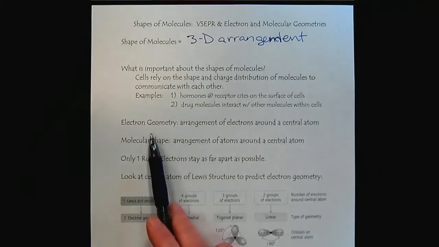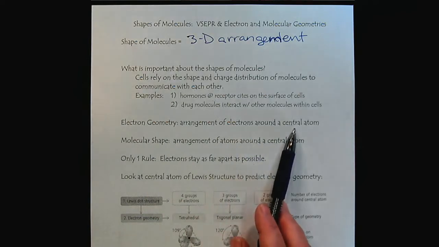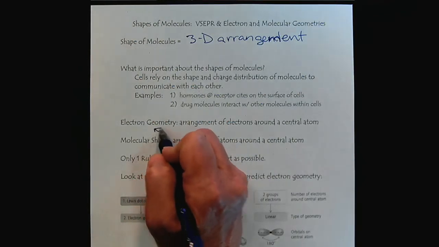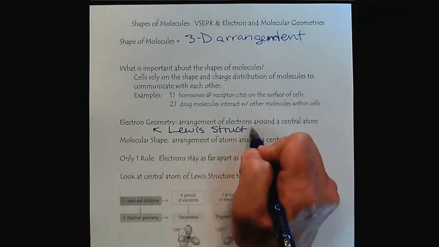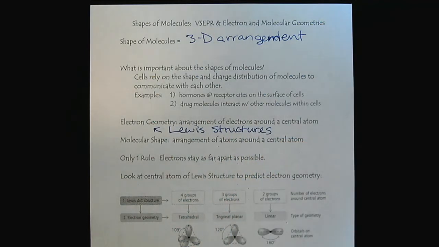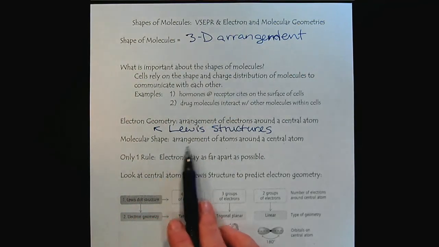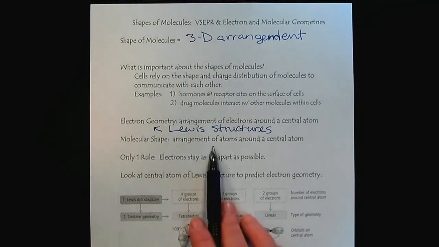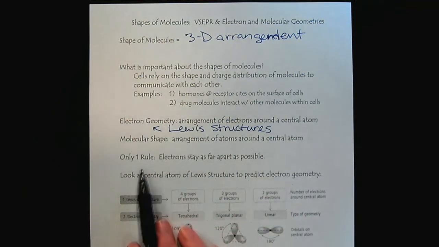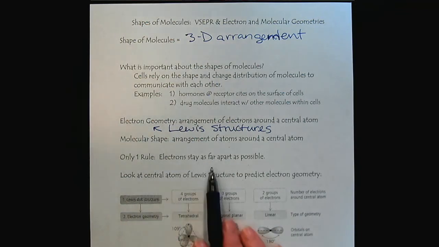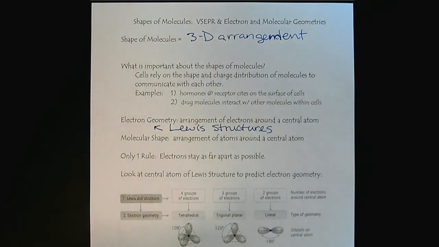So we will begin with the electron geometry. This will be the arrangement of the electrons around the central atom. This is going to make use of our Lewis structures. The Lewis structures are how we're going to figure out the electron geometry. Once we know the electron geometry, then we can make predictions about the molecular shape, which will be the arrangement of the atoms around the central atom. There's really only one rule here: electrons want to stay as far apart as possible because like charges repel.